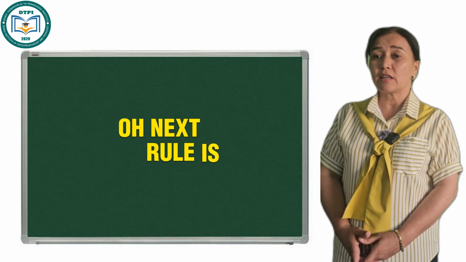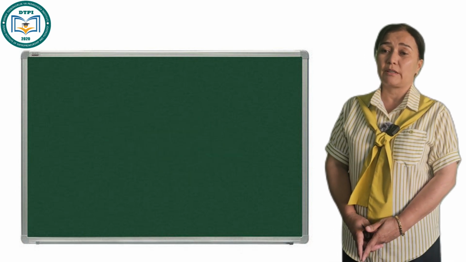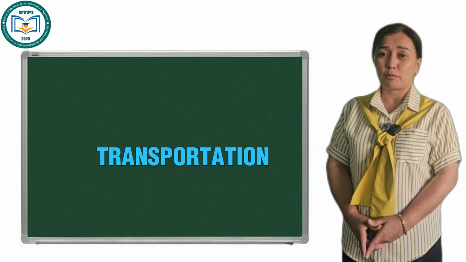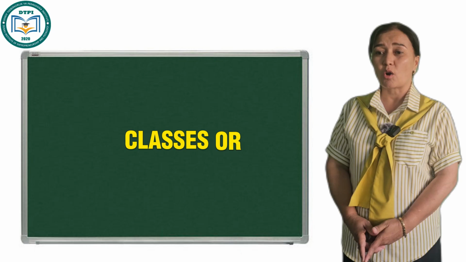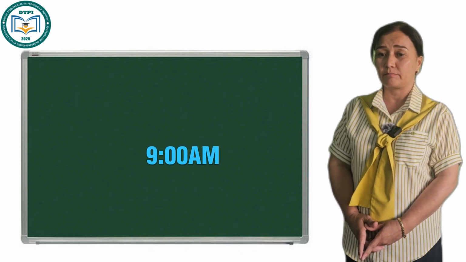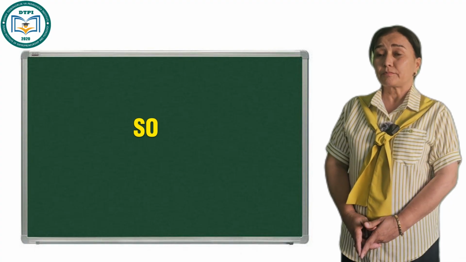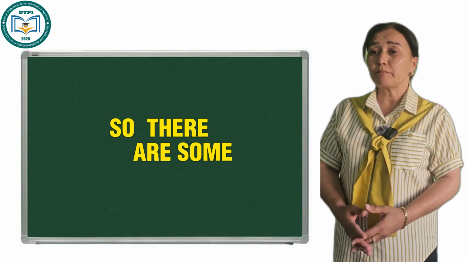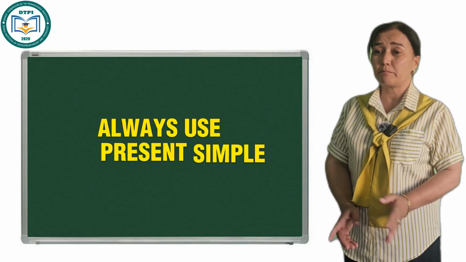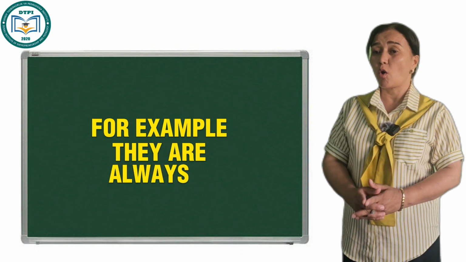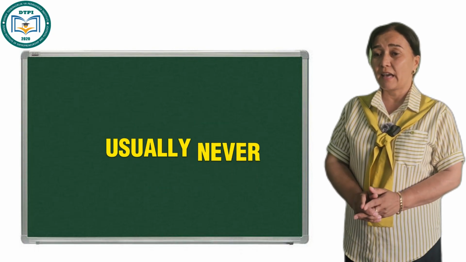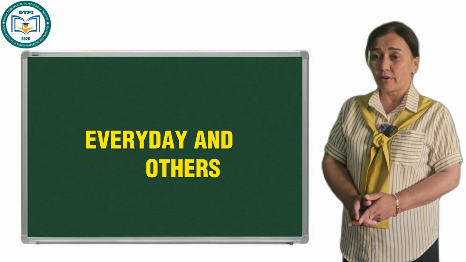The next rule is that we talk about fixed timetables or schedules, like transportation, classes, or events. For example, the train leaves at 9 a.m. There are also some keywords or adverbs that are always used with present simple tense. For example, always, often, sometimes, usually, never, every day, and others.